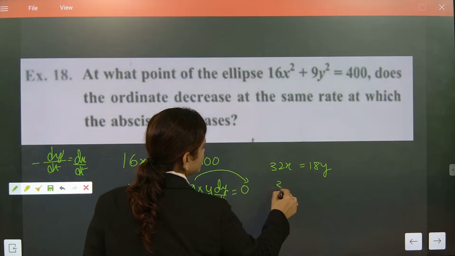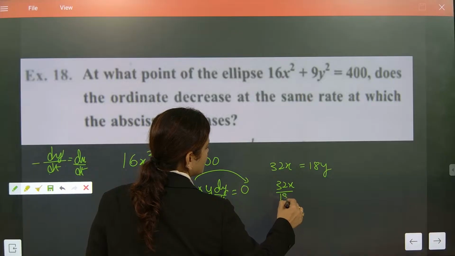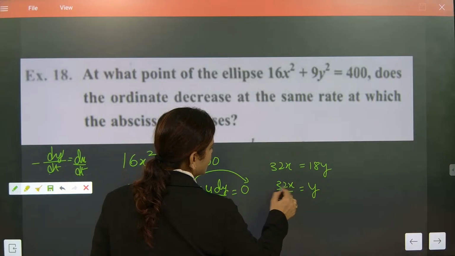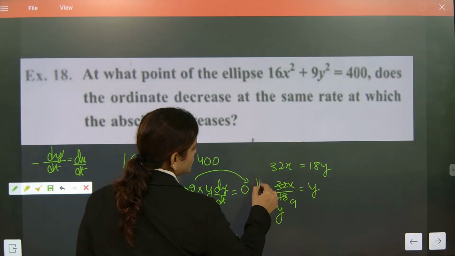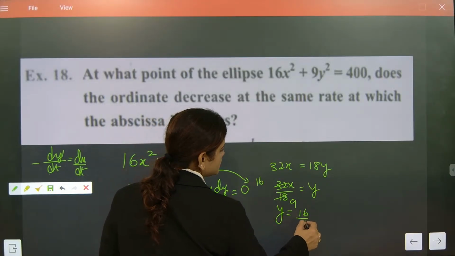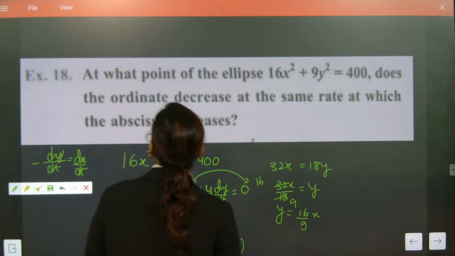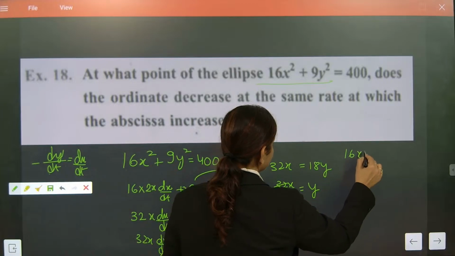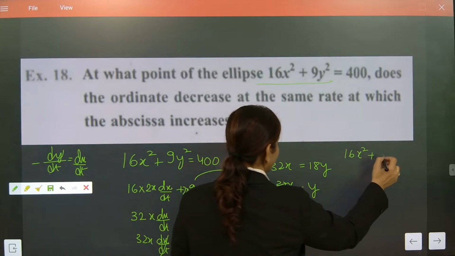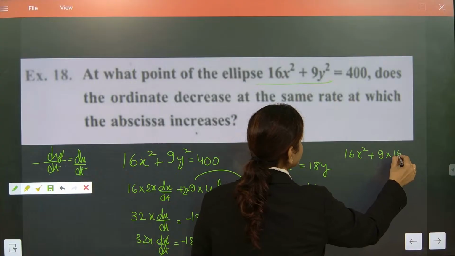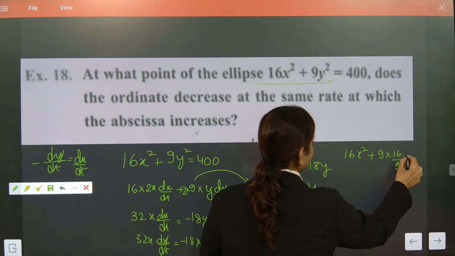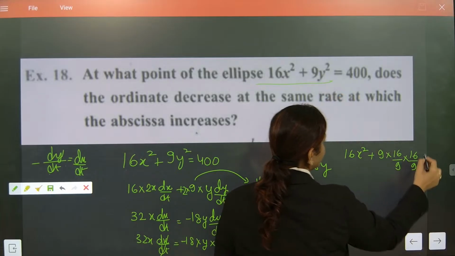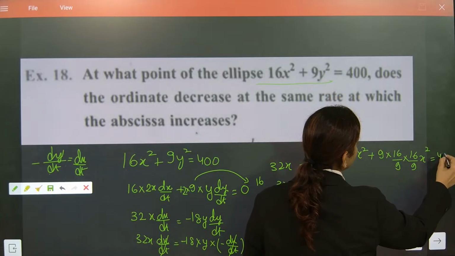So this one will shift, 32 by 18 is equal to y by x. Correct? So 2 nines are 18, 2 ones are 2, 2 sixes are 12. So y is equal to 16 by 9 x. Shall we substitute into this equation? So here it will become 16x square plus, instead of y, can I write 9 into 16 by 9 x square? So here 2 times x square is equal to 400.